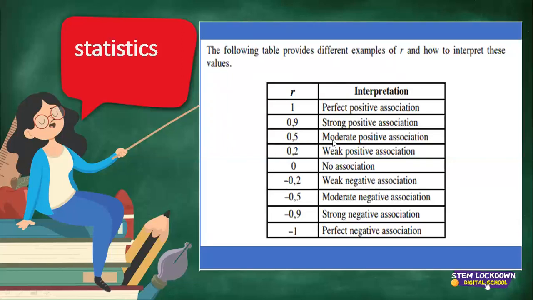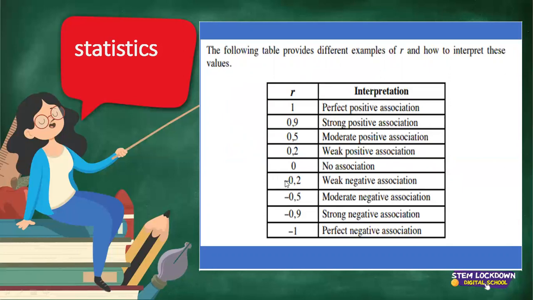And when you have 0.5, there is a moderate positive association. And then when you have 0.2, it is not far from 1, but close to 0. So in that case, you say there's a weak positive association, or a weak positive relationship between the two variables. And if you calculate your correlation coefficient R at 0, then we say there's no association.